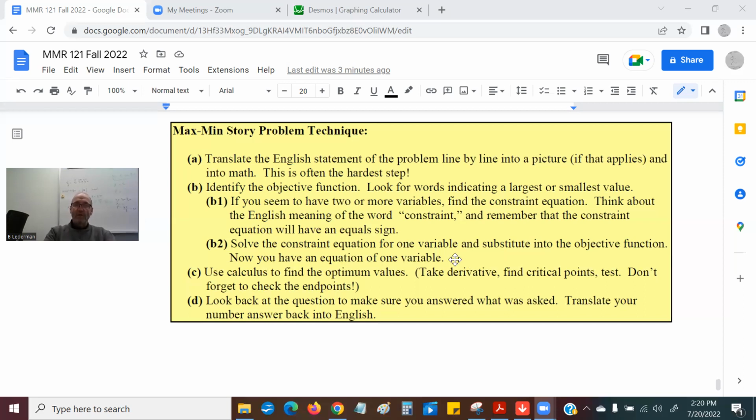Once you have an equation with one variable, that's when you finally use calculus to find the optimum values. You take the derivative, find the critical points, check the endpoints, of course, and so on and so forth. And we look back at the question to make sure you answered what was asked and translate your number back into English. So this is a summary of the techniques that are used for this sort of problem.